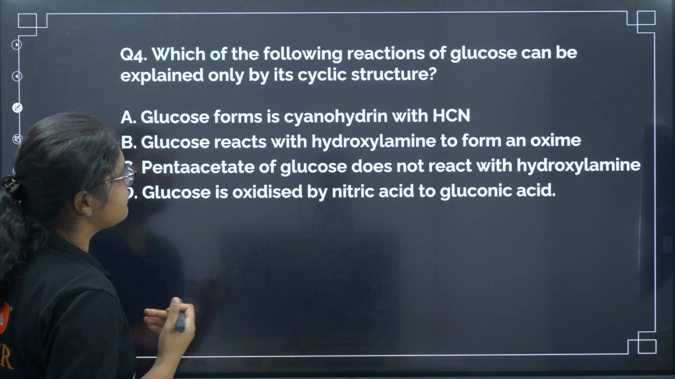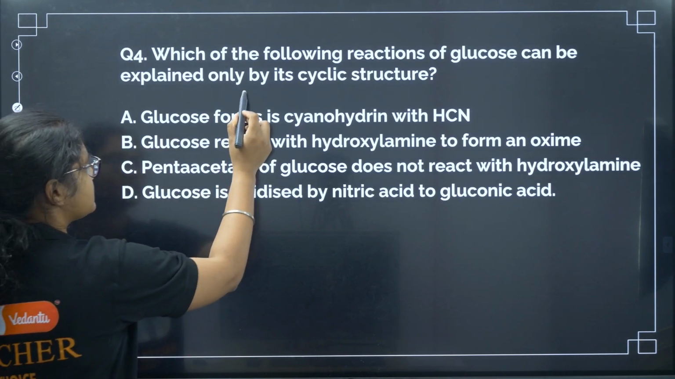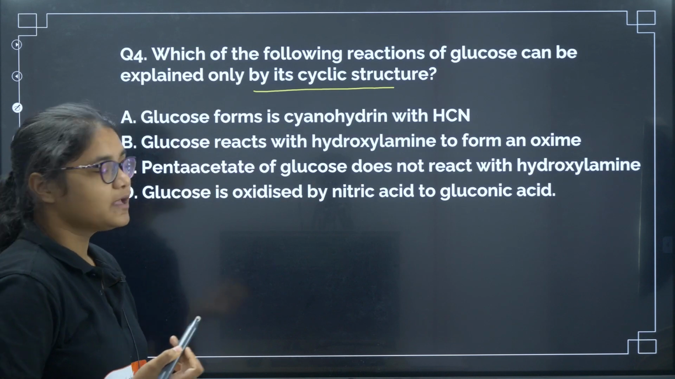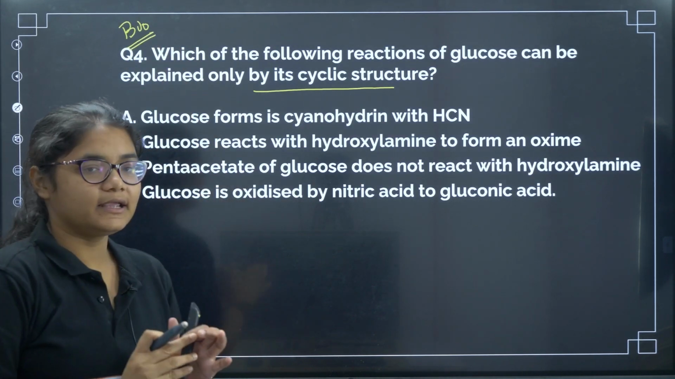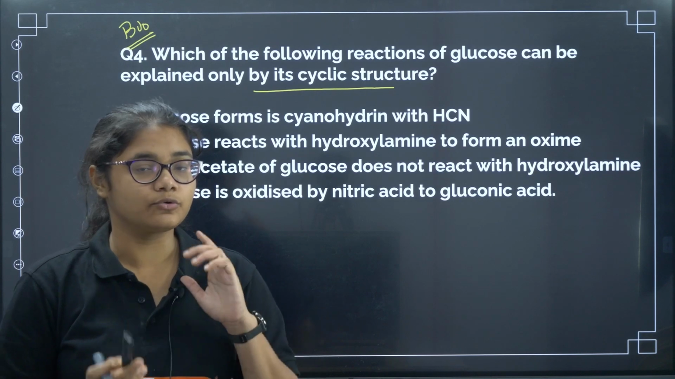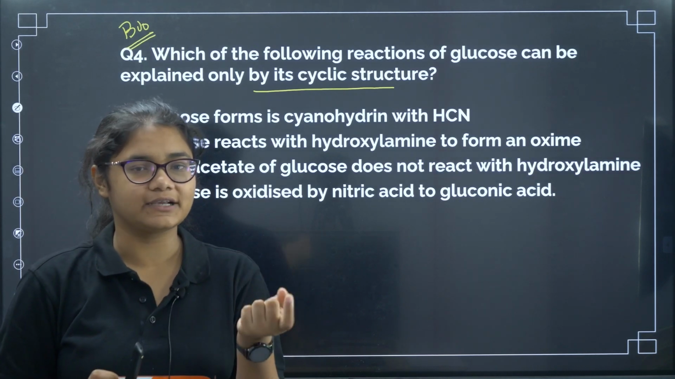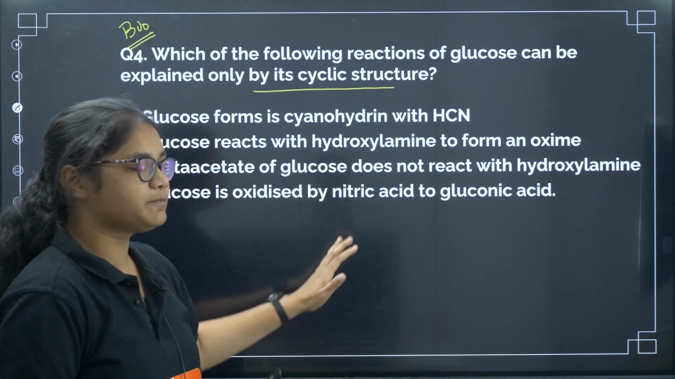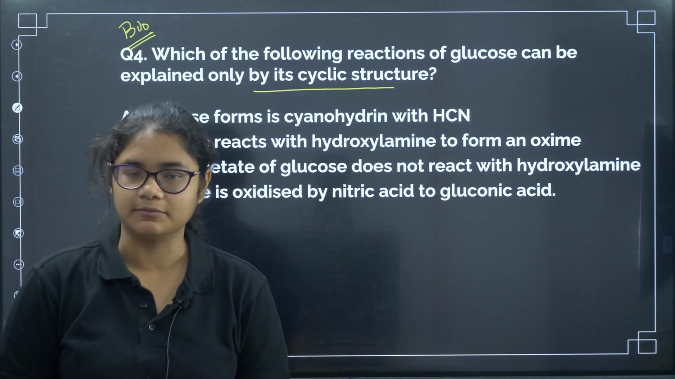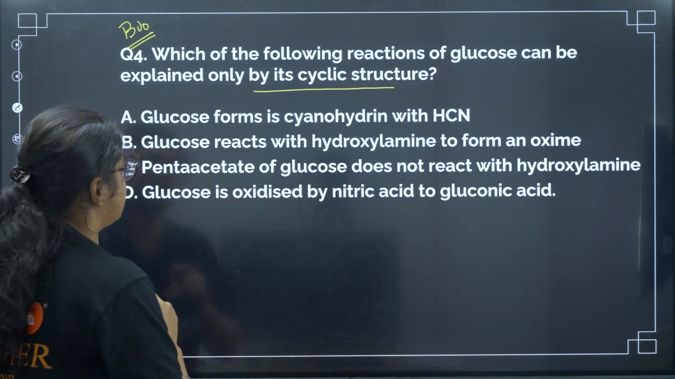Next question, which of the following reactions of glucose cannot be explained only by its cyclic structure? So this question is from biomolecules chapter. So in the carbohydrate part, the reactions of glucose are very, very important. All the 6 reactions which tell you the structure of glucose, right, that is very important. And why the cyclic structure cannot explain some of the reactions, that is also very important.